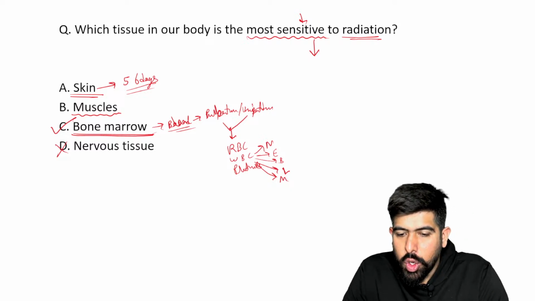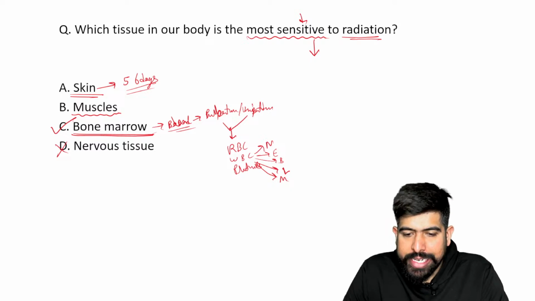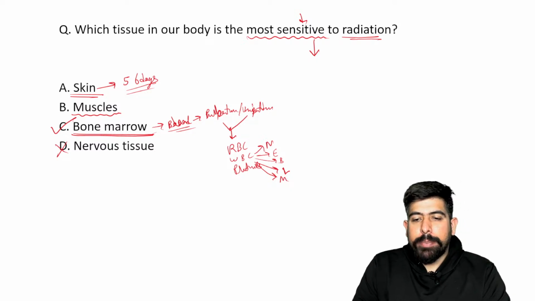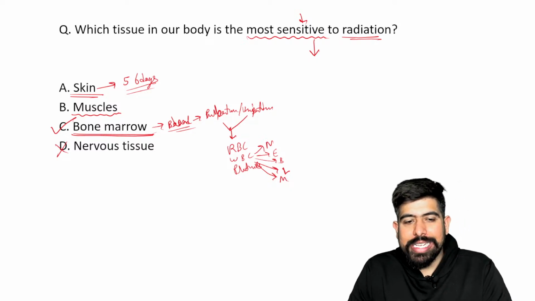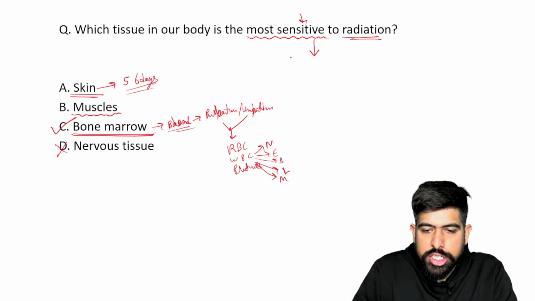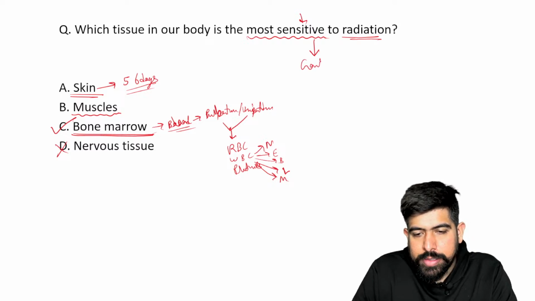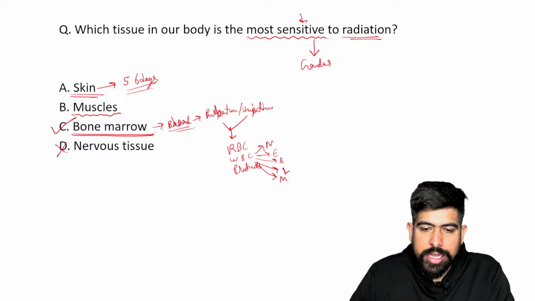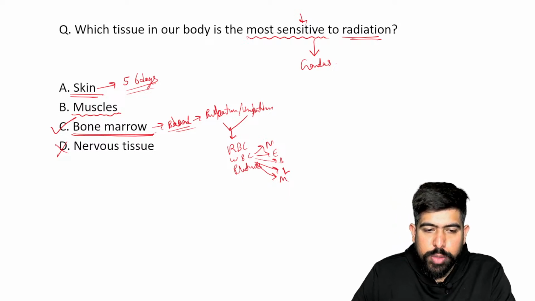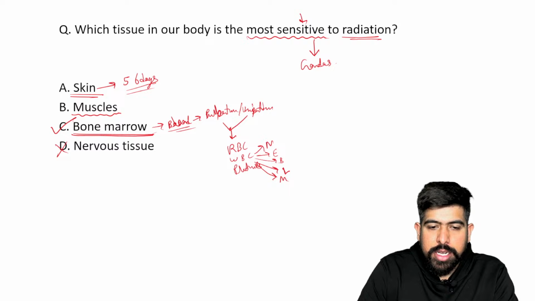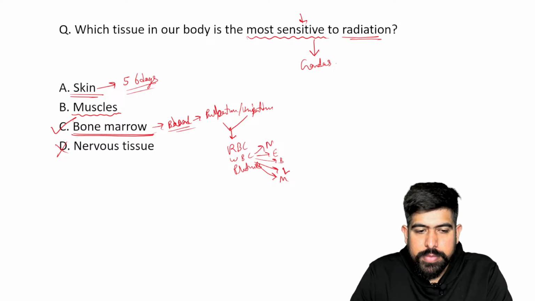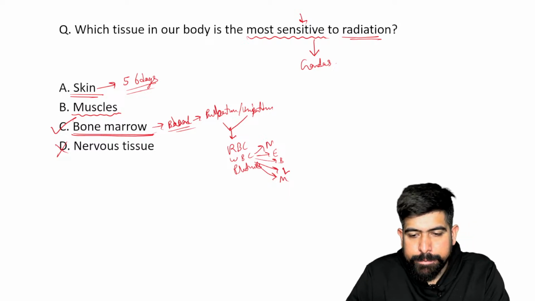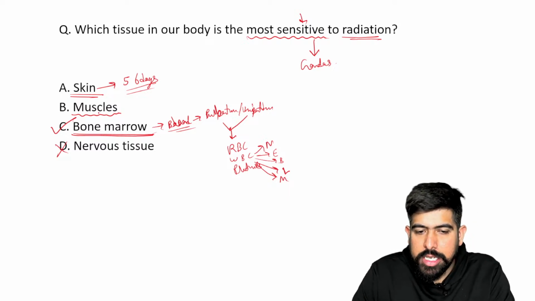Very good. Gonads. Yes, ovaries and testes. Of course, they also have rapidly growing cells. So yes, the answer should be the gonads. What about other than the gonads?